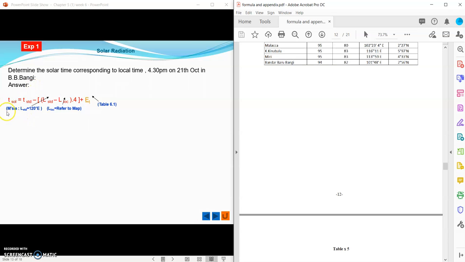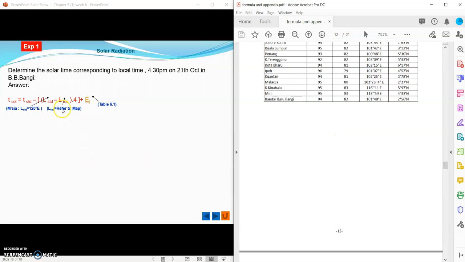So here is the formula that we are going to use. T-sol is equal to T standard minus (L standard minus L location) times 4, plus ET. The 4 is because 1 degree is equal to 4 minutes. So the 4 here is a constant, plus ET, the equation of time. We want to find the solar time here.